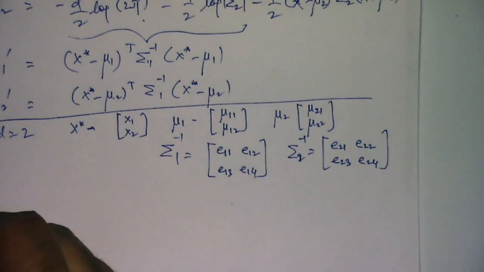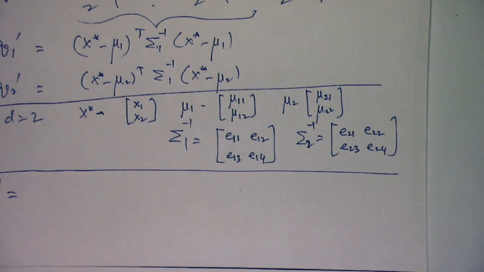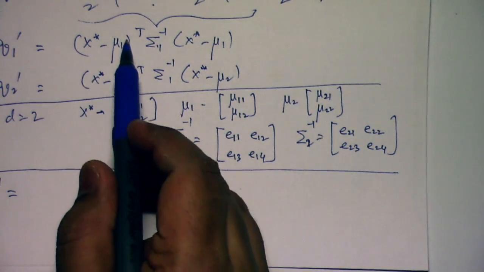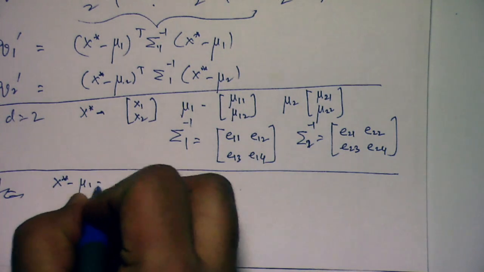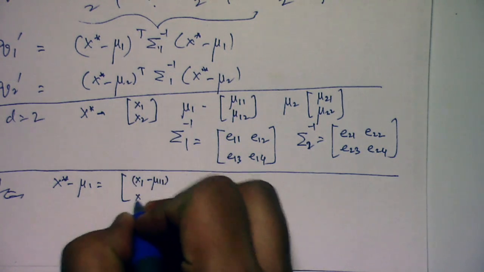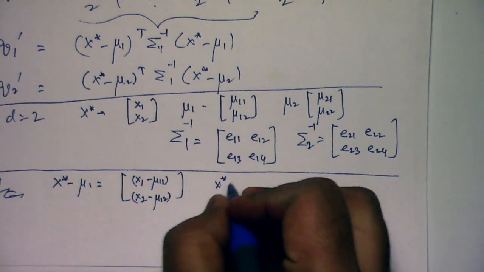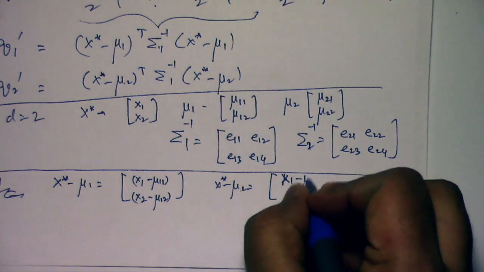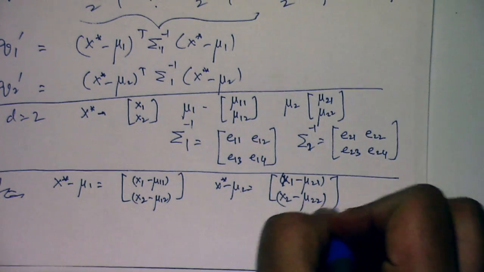So now let us try to compute what Q1 prime and Q2 prime are going to be, right? Let's first write out what x star minus mu 1 is. It is going to be a column vector, x1 minus mu 1 1, x2 minus mu 1 2, right? And x star minus mu 2 is also a column vector, x1 minus mu 2 1 and x2 minus mu 2 2, right?